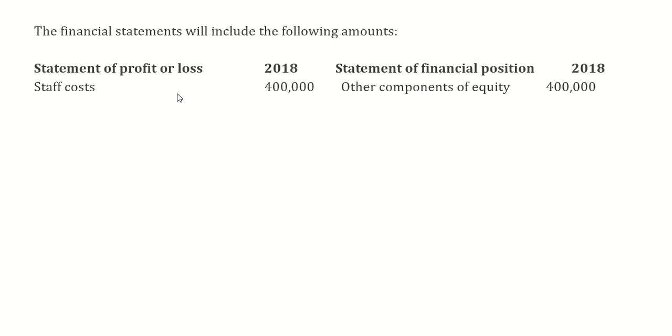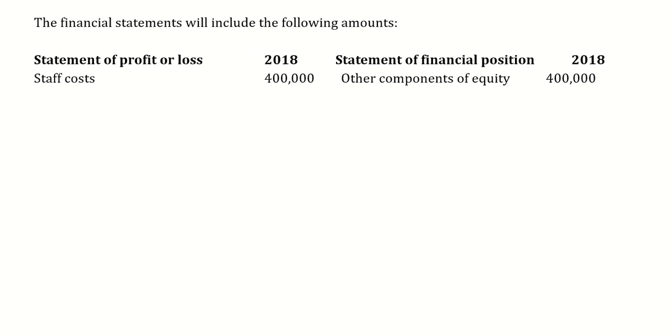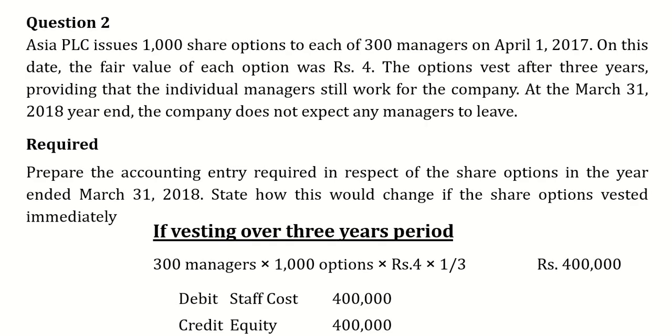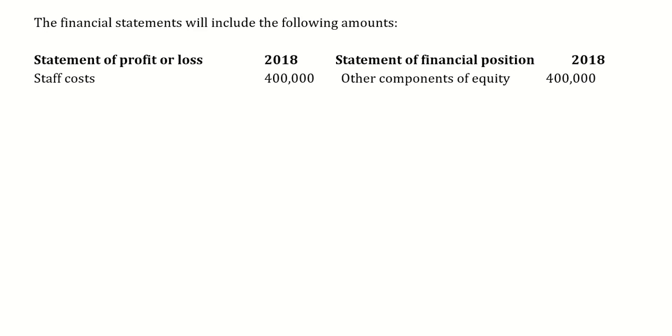This is going to be shown in the financial statements. In the statement of profit or loss (PNL), staff cost is recognized as a PNL expense of 400,000, and the other component of equity will be credited by 400,000. So debit staff cost and credit equity. In PNL under staff cost you show 400,000, and under the other component of equity you show 400,000 in the statement of financial position.